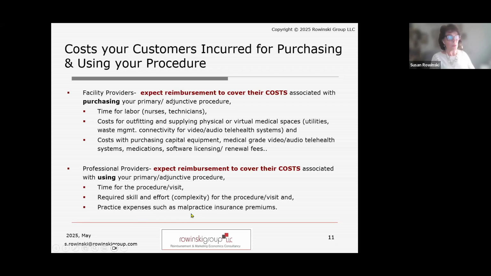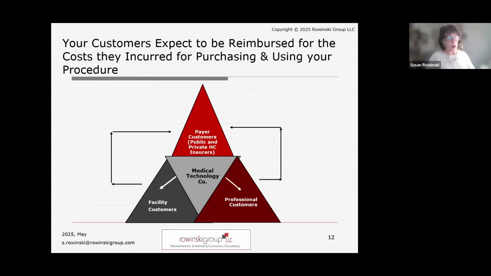An important practice expense that they expect to be reimbursed for purchasing and using your procedure is malpractice insurance premiums. So once again, reimbursement is, while it's your customers', your facility and your professional providers' operating revenue, at the end of the day covering costs.